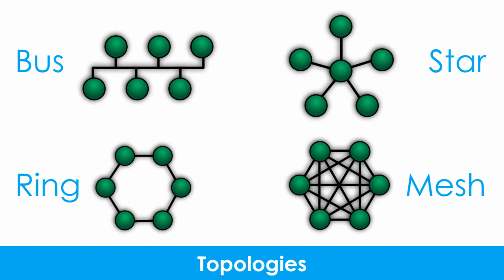Finally, a mesh network is one in which there are multiple connections between every device on the network. This type of network is very robust, as if one connection goes down, there is always another. However, it is the most expensive to set up.